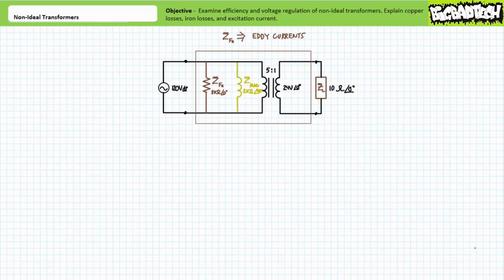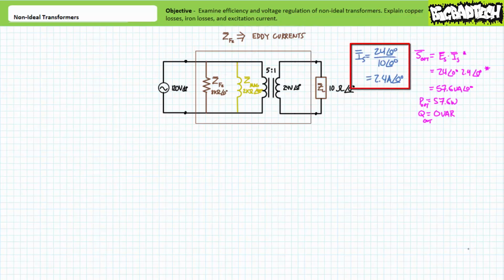Perhaps the simplest model we could employ is to include a large resistor in parallel with the inductor accounting for both magnetizing current and hysteresis and the primary windings of an ideal transformer. Let's assume the resistor accounting for iron losses associated with eddy currents, ZFE, has a magnitude of 8 kiloohms.